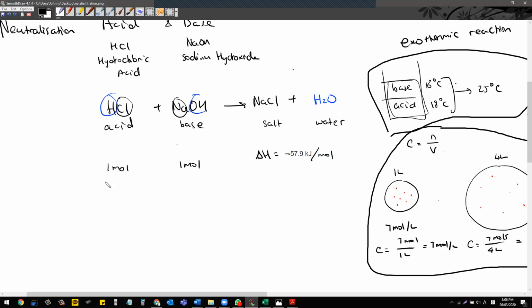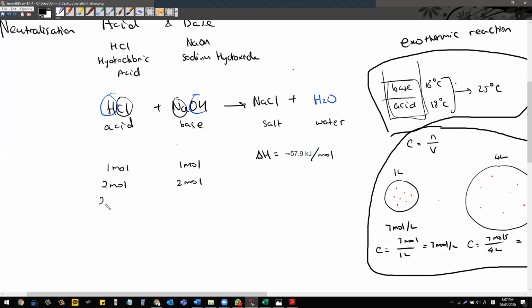So if you have 2 moles here and 2 moles here, and 1 mole generates that much energy, then in this case, because it's 2 moles and 2 moles, it'll be negative 57.9 times 2. So it'll be about 116 kilojoules. Does that make sense? Yeah, that makes sense.